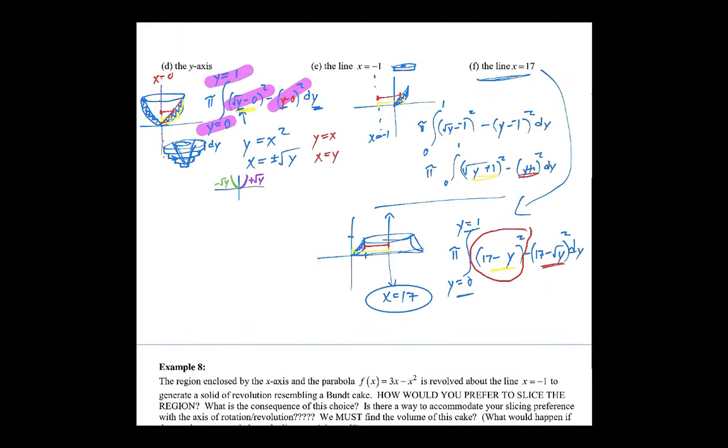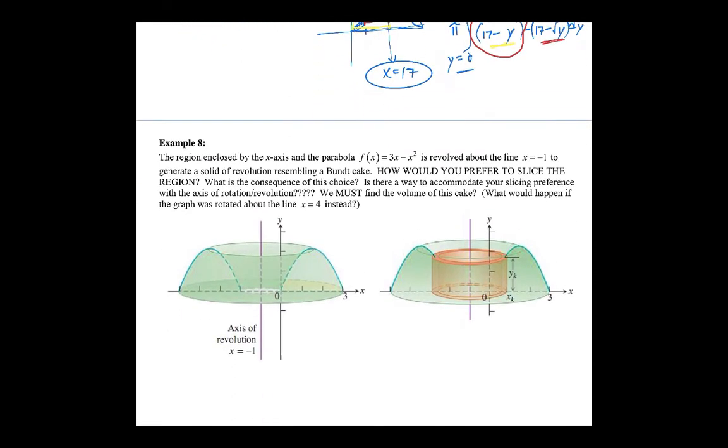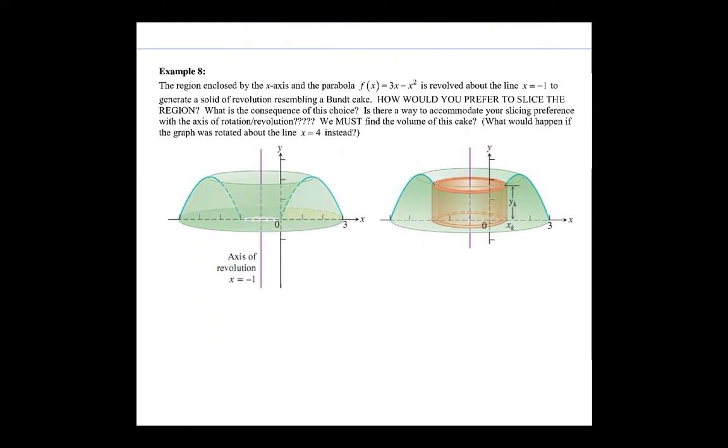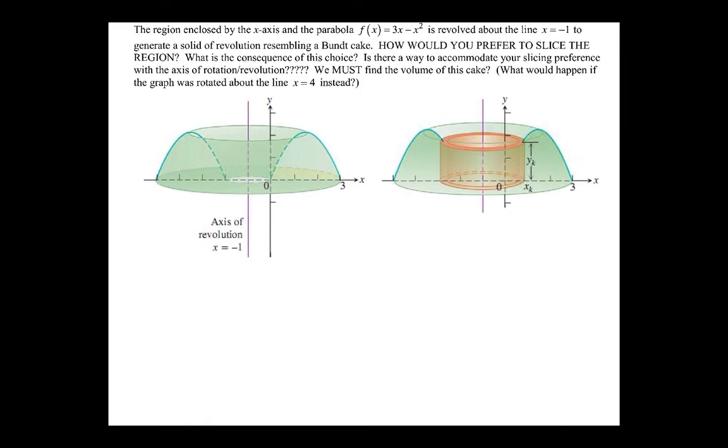So down below, we're going to get into, so you did washer. That gives you a good summary of the washer method and when you need it. It's stacking washers to fill a region. If you go into this one, here's the bundt cake problem. The washer method falls short. It's not possible. So we introduced something called the shell method.